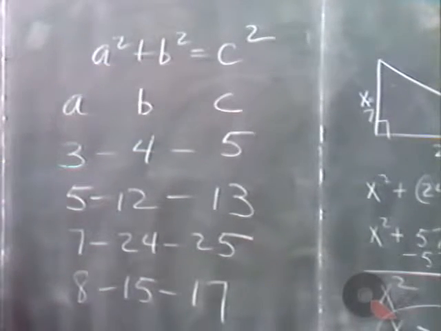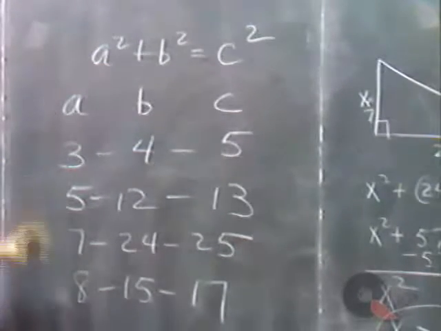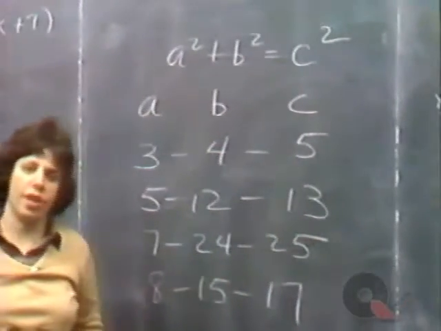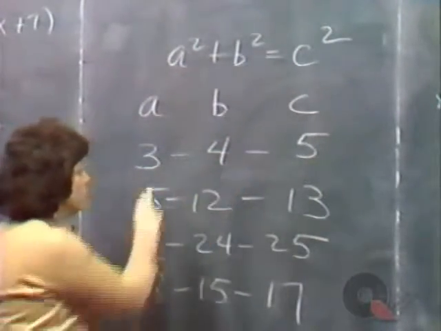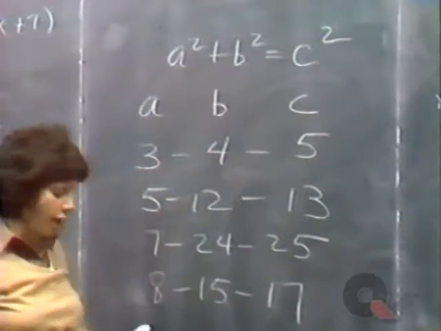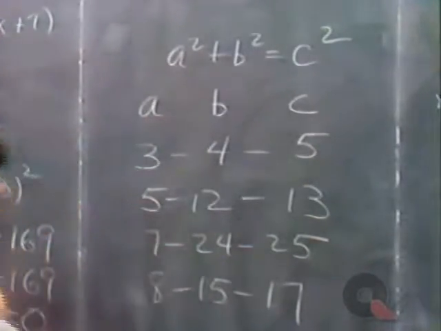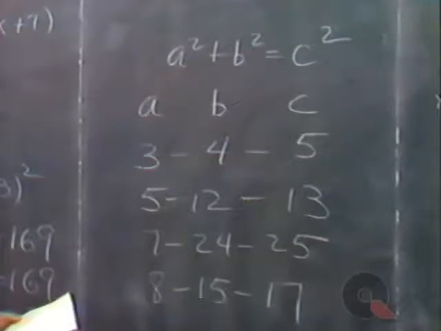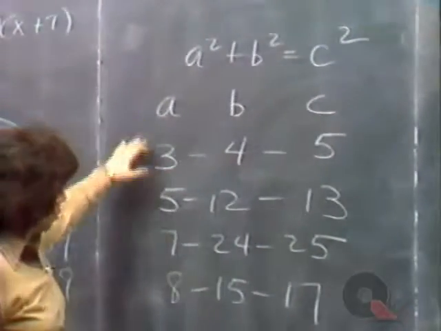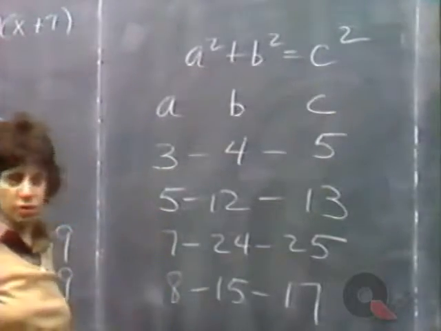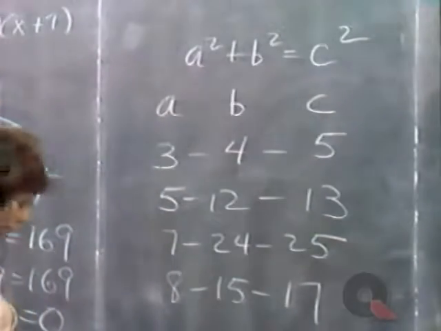By the way, not only are these Pythagorean triples, but any multiple of a Pythagorean triple is also a Pythagorean triple. So, for example, if you multiply the 3, 4, 5 by 2, you get 6, 8, and 10, which I think came up in the first example that we worked out today. These triples and any multiple of these triples work in the Pythagorean theorem.